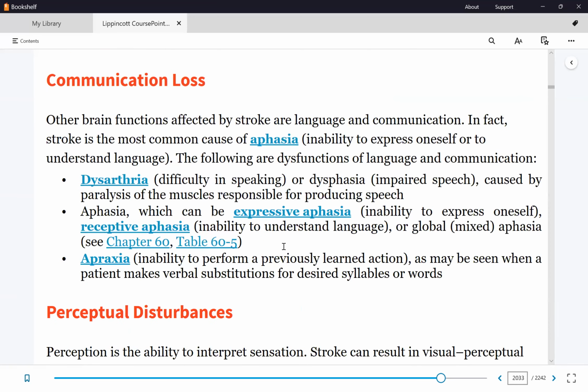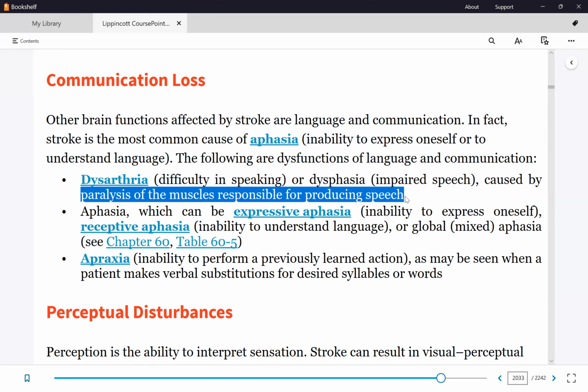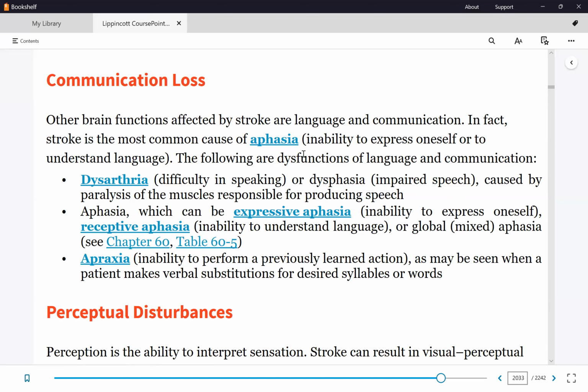Communication loss, again, depends on which side of the brain was affected. Now let's differentiate these three terms. Dysarthria is a motor problem. If you read this bullet, it says here, caused by paralysis of the muscles producing speech. Now, is speech really purely motor?